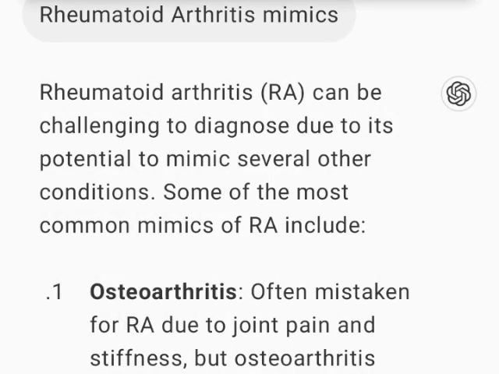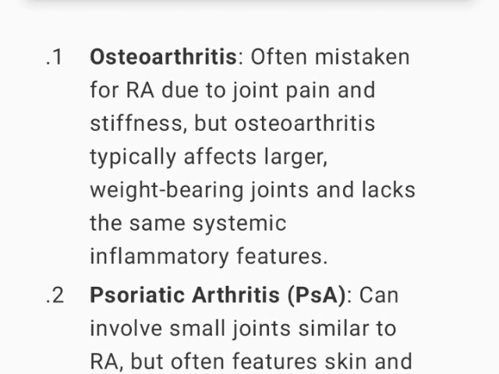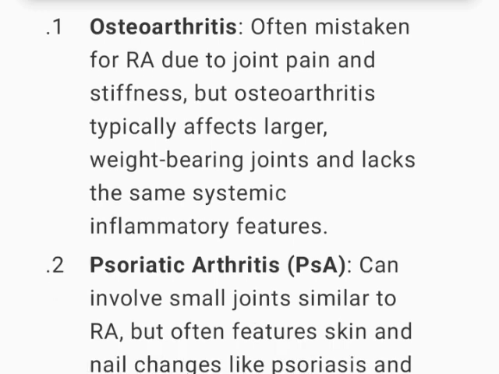Rheumatoid arthritis, RA, can be challenging to diagnose due to its potential to mimic several other conditions. Some of the most common mimics of RA include: 1. Osteoarthritis. Often mistaken for RA due to joint pain and stiffness, but osteoarthritis typically affects larger, weight-bearing joints and lacks the same systemic inflammatory features.